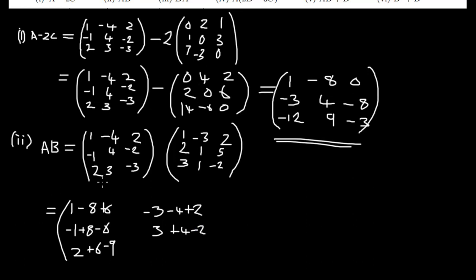Move on to the last part here. 2 times 3, you get 6. Then 3 times 1, you get positive 3. Then negative 3 times 1, you get negative 3.